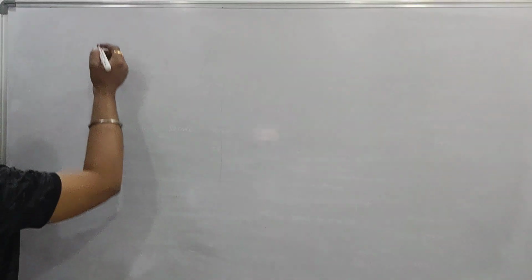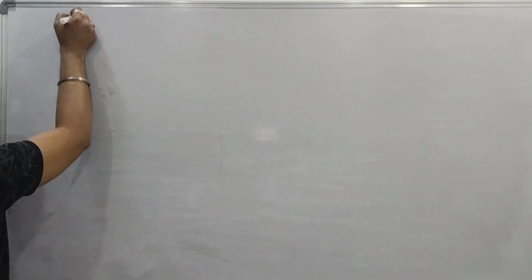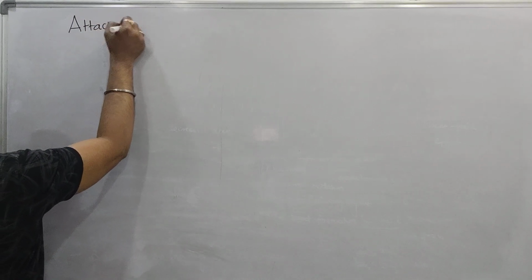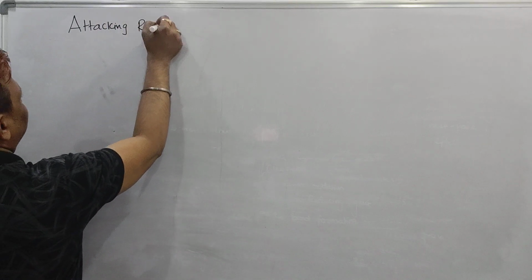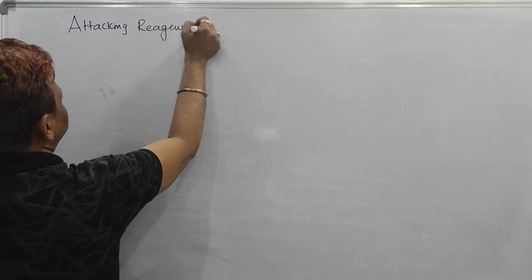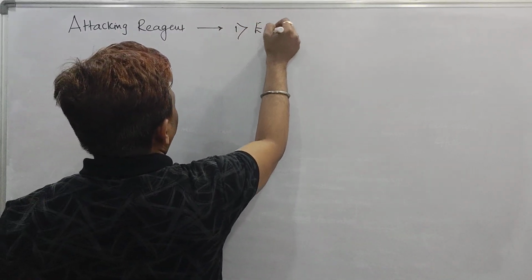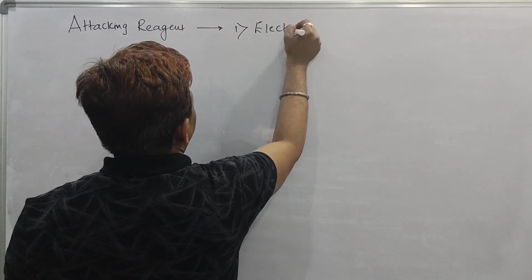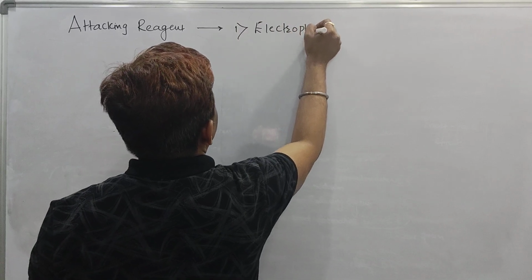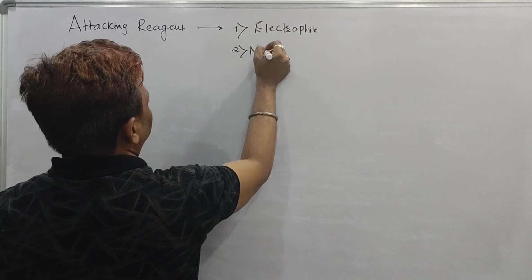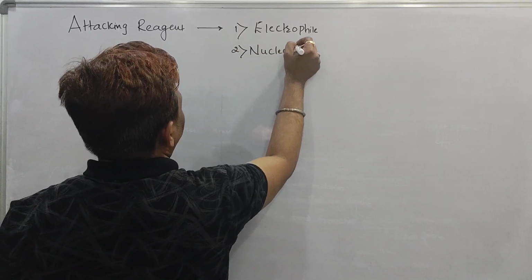In this organic part, we have been discussing attacking reagents. See beta, this is the part we already discussed in our previous video, called an attacking reagent. In this attacking reagent, the first part we saw is the electrophile, the electron-loving species. The second one that we have to discuss here is called a nucleophile.